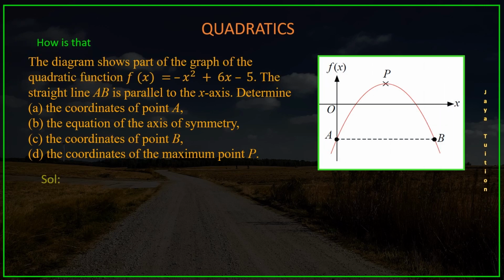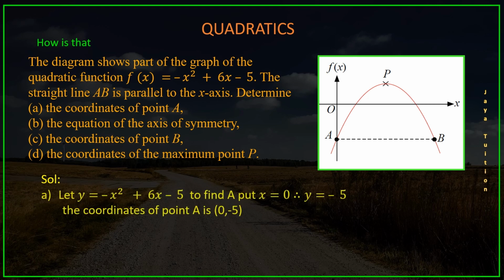Function is given as f(x) is equal to negative x squared plus 6x minus 5. The first question is to find the point A. To determine the point A, which is the y-intercept, put x equal to 0 in the equation negative x squared plus 6x minus 5. We get the value of y equal to negative 5. Therefore, the coordinates of the point A is (0, negative 5).